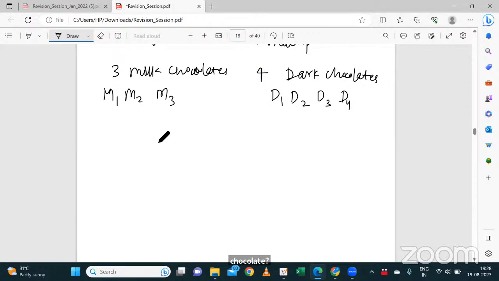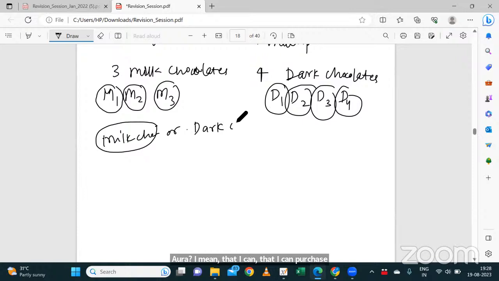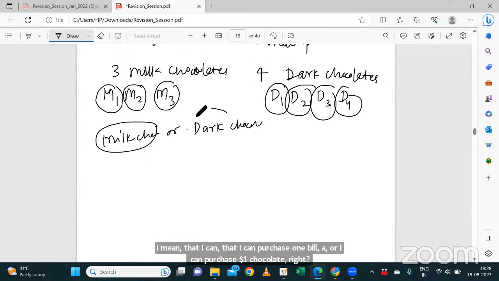7 ways, because it's a simple counting principle. You can purchase M1, M2, M3, or D1, D2, D3, D4. There are a total of 7 ways, right? It's nothing but finding the number of ways. Here, the scenario is that I can purchase either one milk chocolate or one dark chocolate, right?